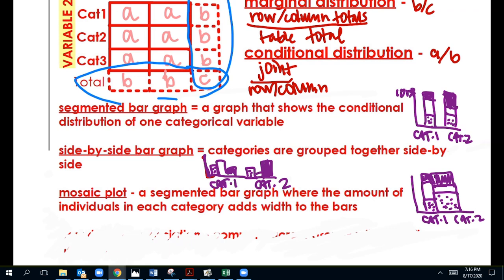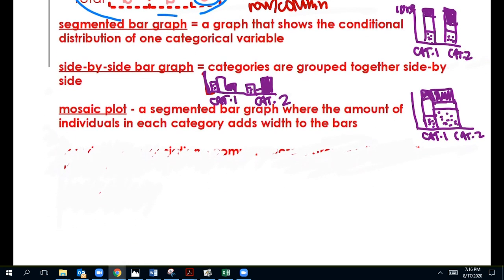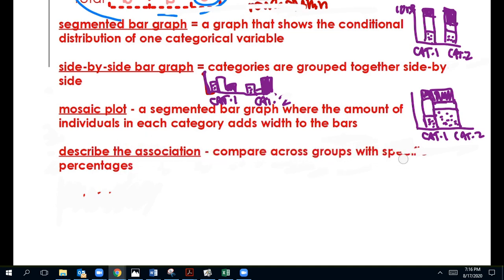Okay, then the last thing I have on here, which is really important for FRQs, is that you're going to be asked to describe an association. And so we want you to compare across groups with specific percentages. There's going to be an example in the Check Your Understanding about that. So I want you to give it a try. You have to use percentages, and you have to be specific about it when you compare the different groups. But just give it a try, and then you can check your answers with mine and see how you do. Make sure you pause this video, complete the Check Your Understanding, and then come back to this video when you're finished to look at the answer.